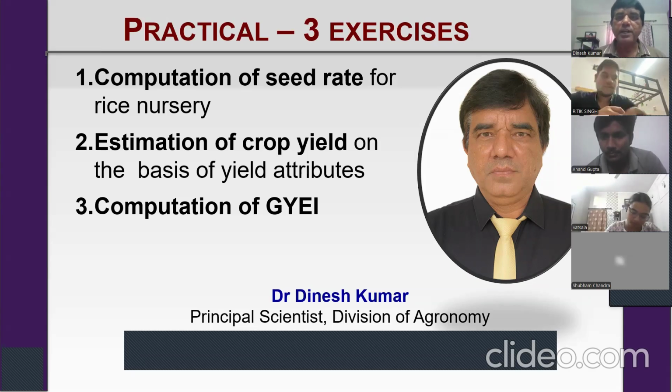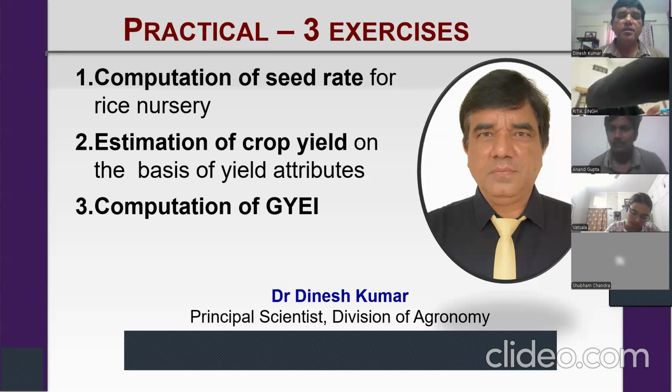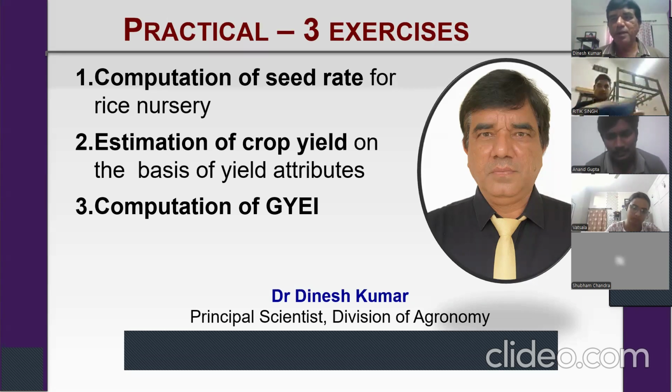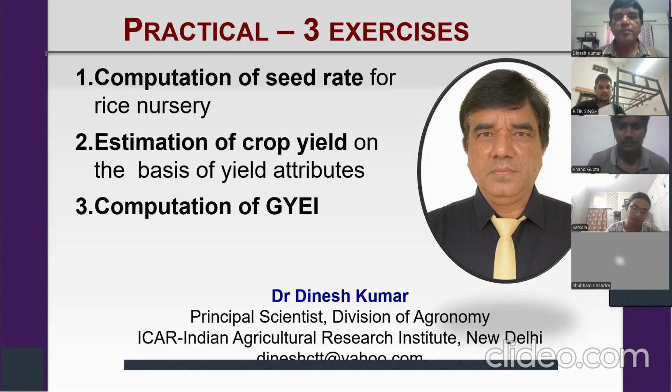Those methods were wet bed method, dry bed method, Depot method, modified mat nursery, and bubble tray method. There were 5 methods of growing rice nurseries. And you have also seen that method. For different methods, the seed rates were different.